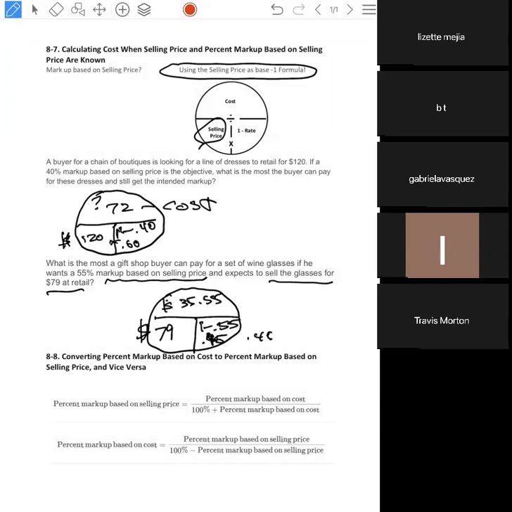$35.55 would be the cost. So the most I want to pay for a set of wine glasses is 45% of what I can sell them for, which is $79. I can't pay any more than $35.55, or else it isn't going to be worth my effort or my time. So that's what we call markup based on selling price.